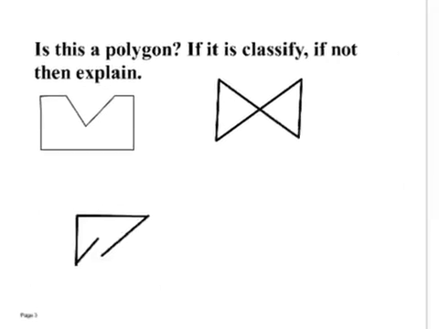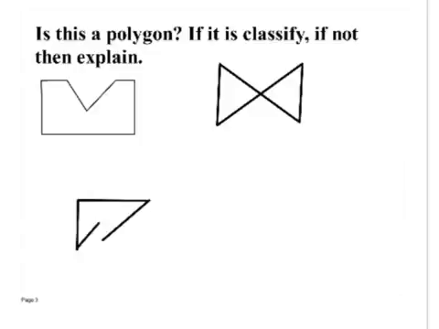Now, here's what your homework is going to look like. A couple of questions. Is this a polygon? If it is, then you're going to classify it. If it's not, then explain. So draw these figures, and then we're going to identify and classify. This first one, is it a polygon? Is it a simple closed figure? Yes, it is. If it is, then you're supposed to classify it. How many sides does this have? 7, so we call this a heptagon.